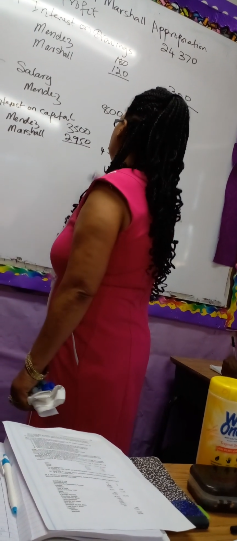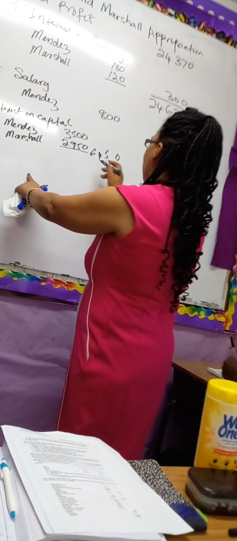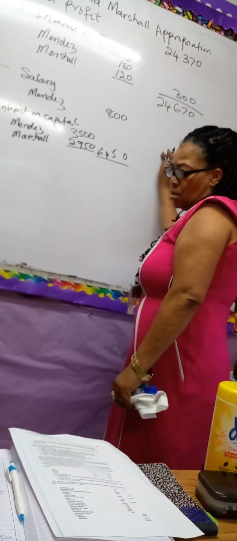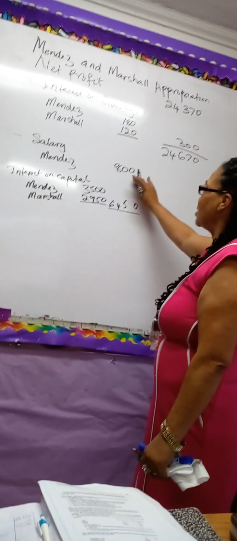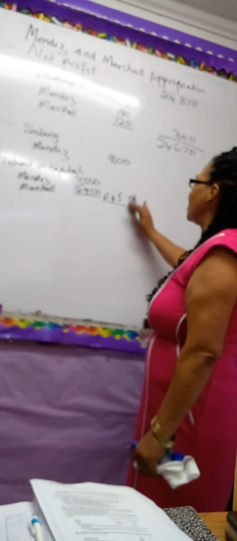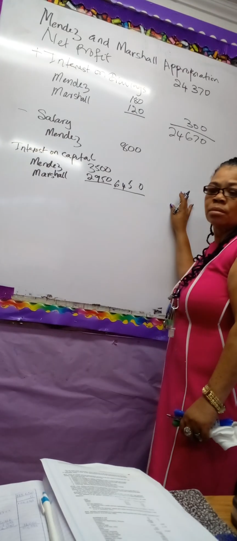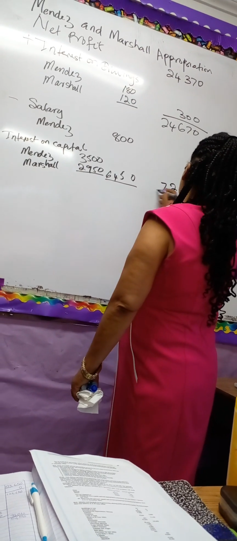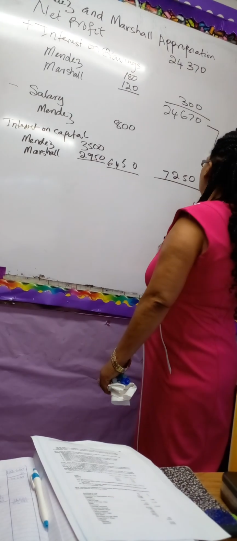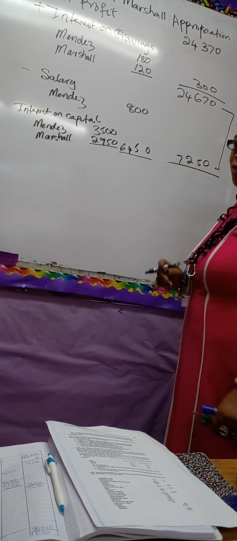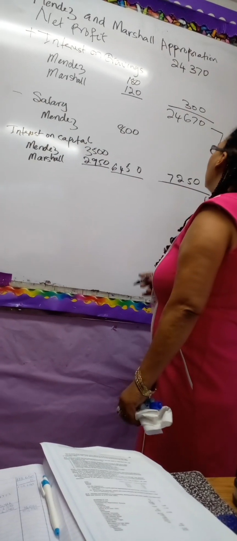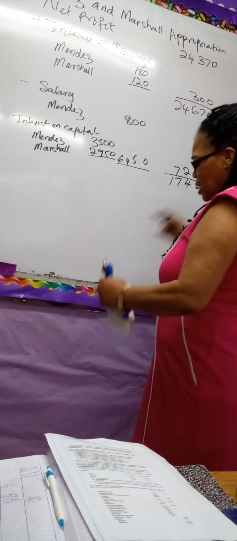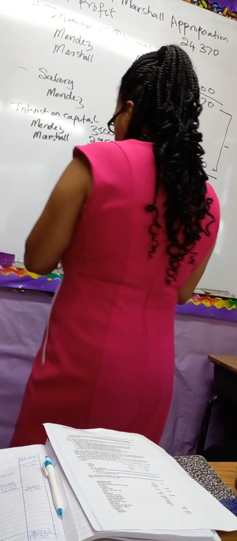So the total interest on capital is 6,450. Now I'm going to add these two, 800 plus 6,450, because I'm subtracting salary and I'm subtracting interest on capital. I'm just adding these two to bring the figure across here. 7,250. Now I'm subtracting that from that to give me my balance of profit to be shared. 17,420. And this figure is called my balance of profit to be shared.